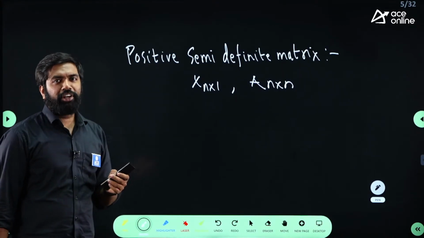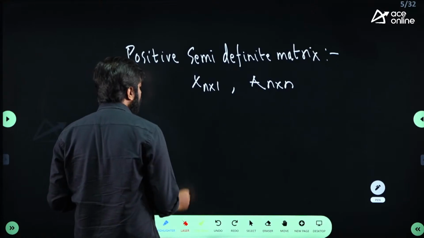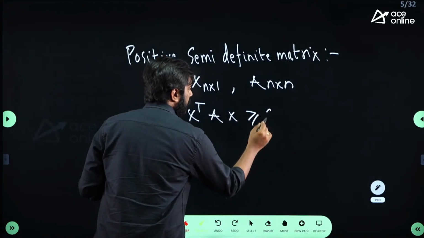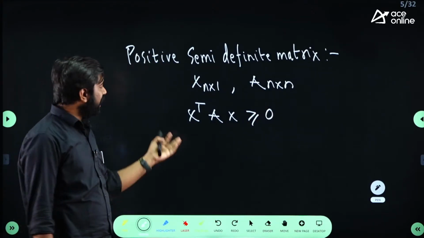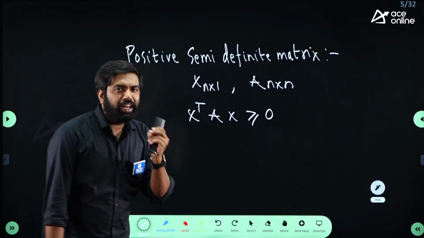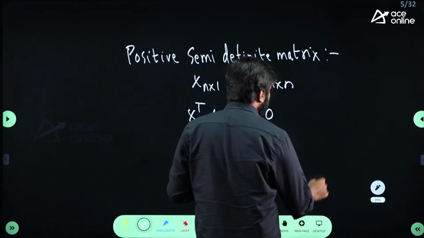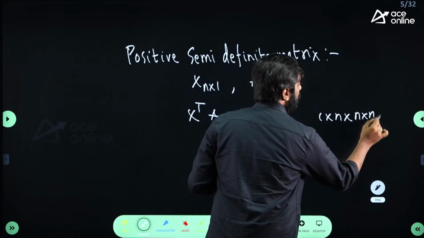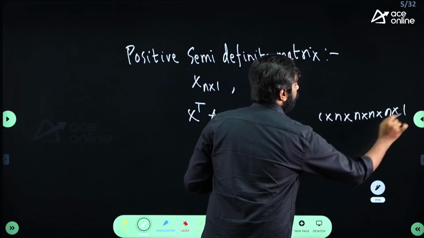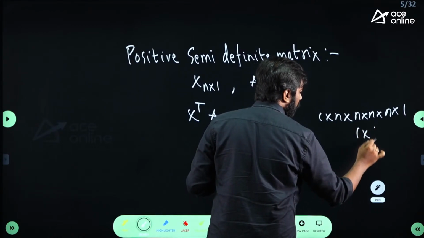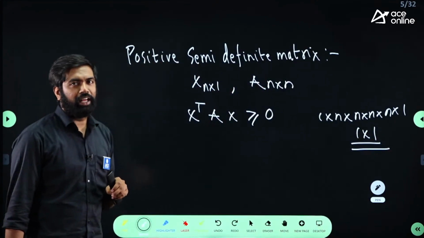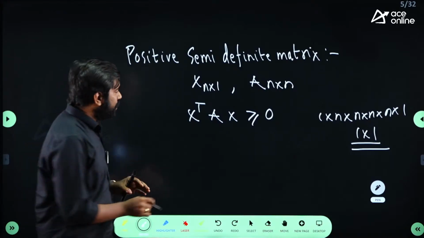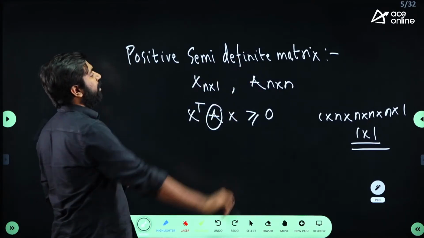Now, what's the condition for a positive semi-definite matrix? The condition is like this. X transpose AX is always greater than or equal to 0. By the way, X transpose AX is a scalar. How do you know that? What is the order of X transpose? It is 1 cross n. What's the order of A? It is n cross n. What's the order of X? It is n cross 1. So if you multiply three matrices like this, the resultant matrix order would be 1 cross 1, which is simply a scalar. So if this condition is satisfied, you can call such a matrix A a positive semi-definite matrix.